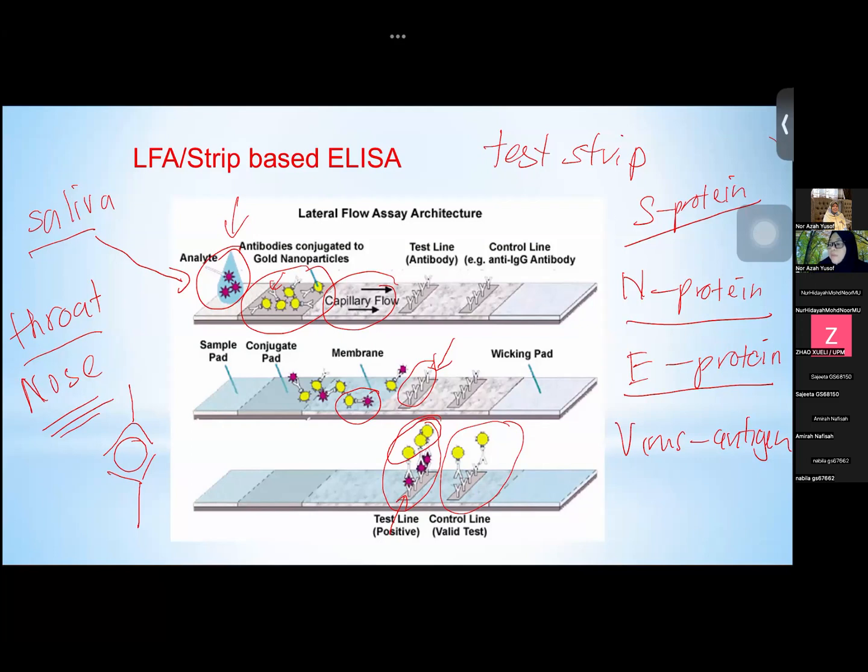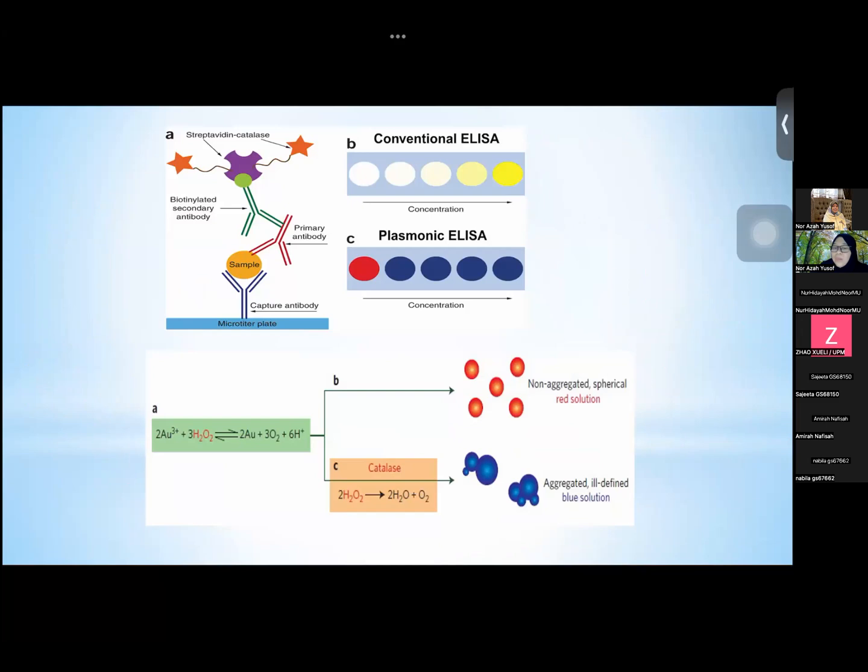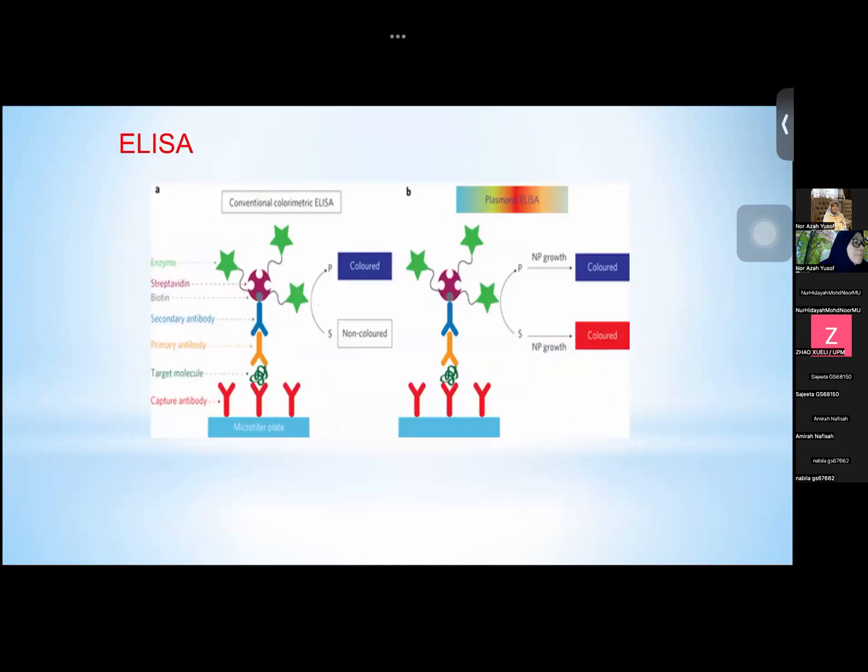So if you have a single line, only the control line, and you don't have a line at the test line, then you are negative. In the control line, we have what we call a common antibody that will just react with the protein here. So that's why you still have color. This is the concept of the immunosensor. Questions before I proceed?